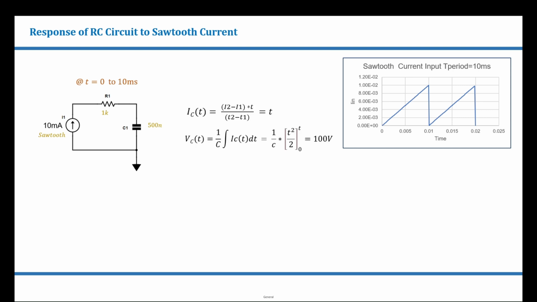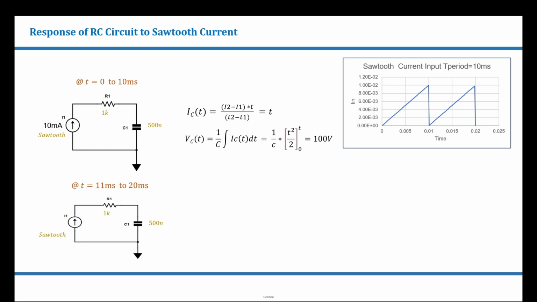Now at 10 milliseconds, the voltage across the capacitor would have charged to 100 volts, and the equation used to calculate this is 1 by C integration of IC of t into dt. IC of t is equal to t, because at 10 milliseconds, the current is 10 milliamperes. So 10 milliamperes minus 0 divided by 10 milliseconds into t will be equal to t. On substituting that, we get the voltage across the capacitor to be 100 volts at 10 milliseconds.